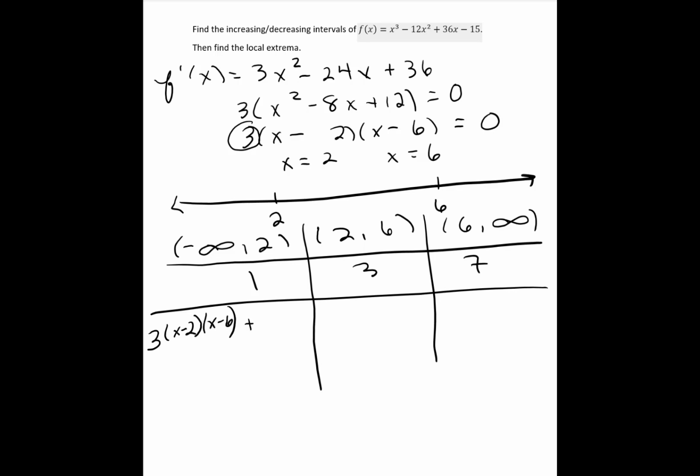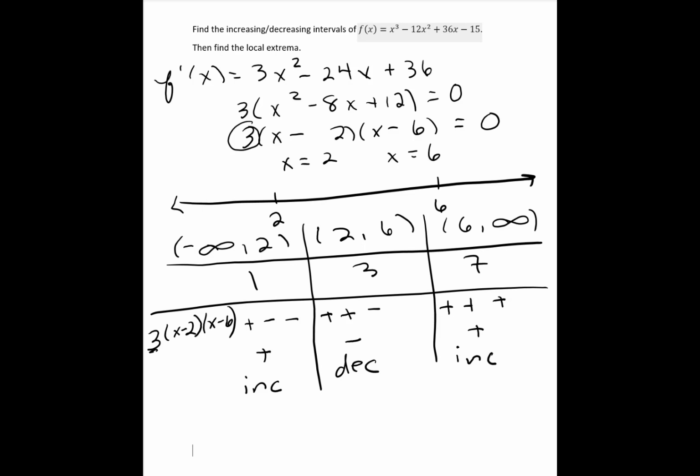So I have 3, which was positive. 1 minus 2 is negative. 1 minus 6 is negative. Negative, negative, positive, increasing. Then I put in 3. So my beginning 3 is positive. 3 minus 2 is positive, but 3 minus 6 is negative. So positive, positive, negative, negative, decrease. Last one is 7. The 3 was positive. 7 minus 2, positive. 7 minus 6, positive. That's all positive, and it's increasing.